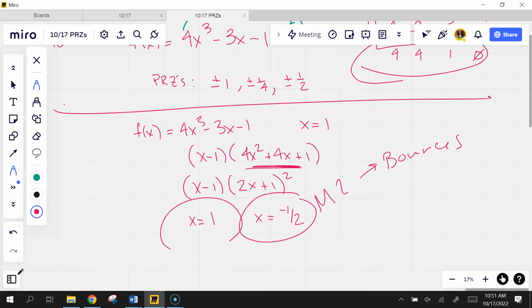You don't have to write it down, but know it, because it's going to come into play again real soon. Even multiplicity bounces, odd multiplicity goes through. Okay, let's do another one together, and then I'll shut up.